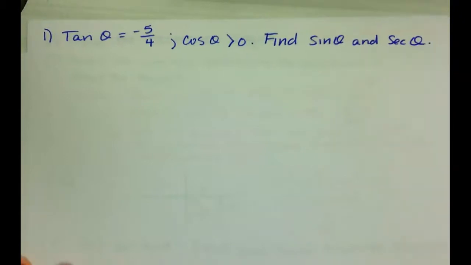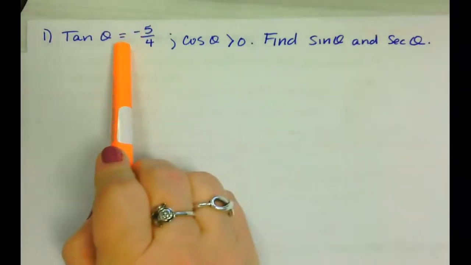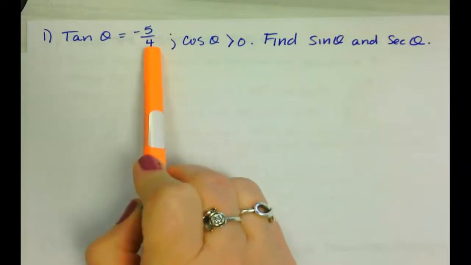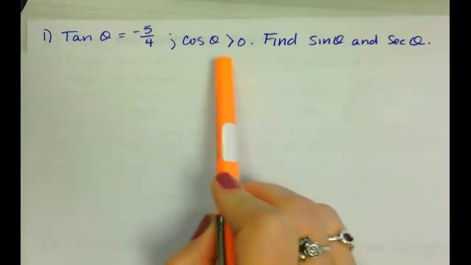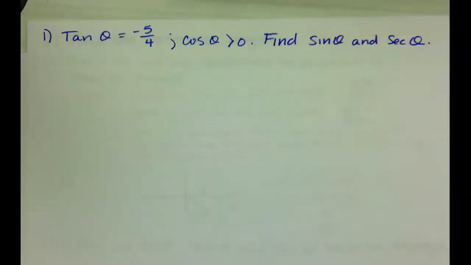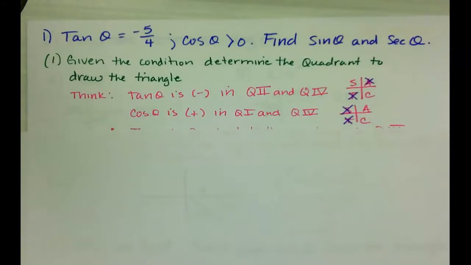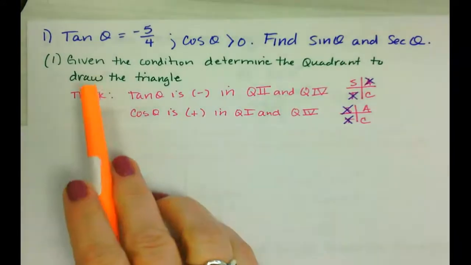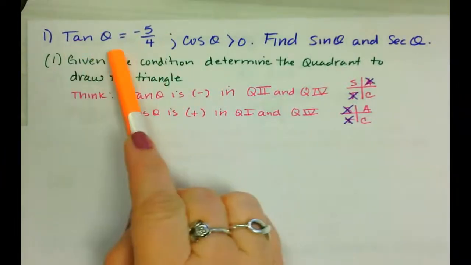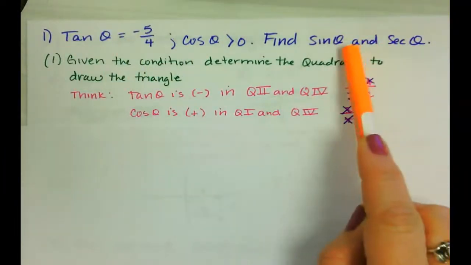So the first thing I need to do is figure out how this condition plays into what I'm trying to figure out. I'm trying to think about where I plot these ratios to make a triangle where tangent is negative because that fraction is negative, but the cosine is positive. So what I would do is use my All Students Take Calculus and think through that. We're going to take the condition, determine the quadrant to draw this triangle in, and then use this triangle to figure out these two answers.